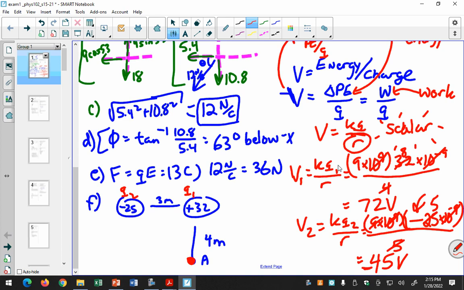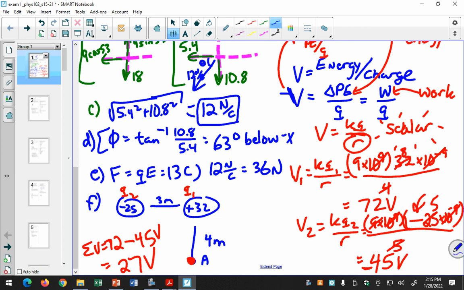Then if I want to know the total voltage, I'm going to have 72 volts minus 45 volts, which is 27 volts. That is the final answer. So be careful with that. Make sure that you're keeping the negative sign, and then also recognize that these equations are all really similar.